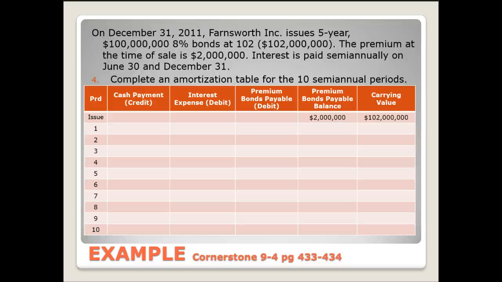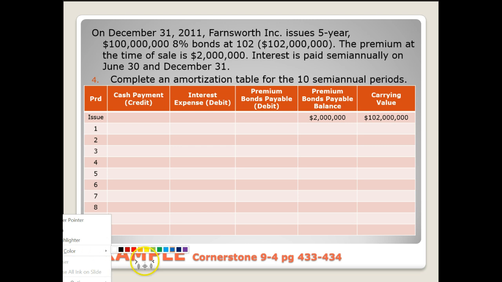Now, just like the discount bonds, the premium bonds can show an amortization schedule that will show how this premium is going to be broken down over the time period. So in this case, over the 10 interest payment periods that are occurring on this bond. So we know that the total premium is $2 million at the start of the bond, which means the carrying value or the total amount of cash received initially is $102 million.